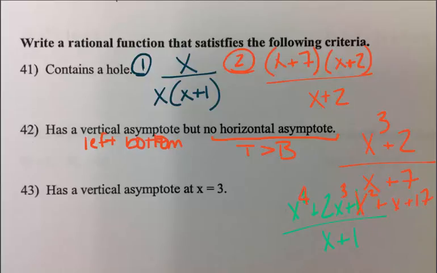Whatever it is, as long as there's something left on the bottom and the highest degree on top is bigger than the highest degree on the bottom, then this works out. And this last thing that we have to decide, I need you to write a function that has a vertical asymptote at x equals 3.